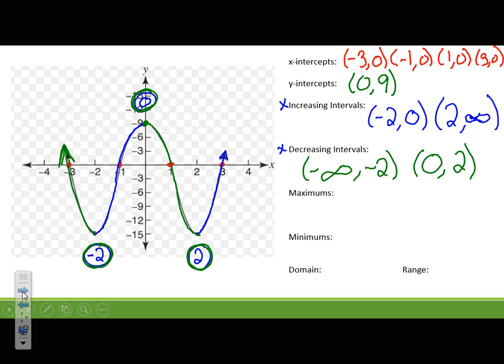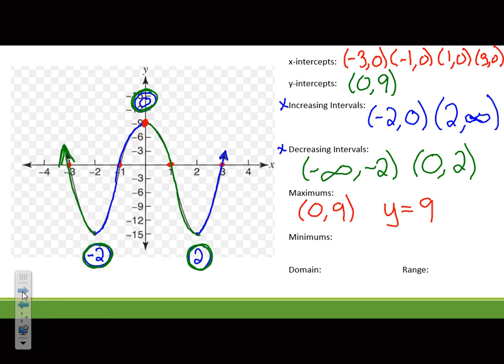Now maximum, this time I do have a maximum. My maximum is right up here. The point is 0, 9, but I'm also going to write it as y equals 9. That's my maximum. When y is 9, that's as high as I'm going to go at a particular point.